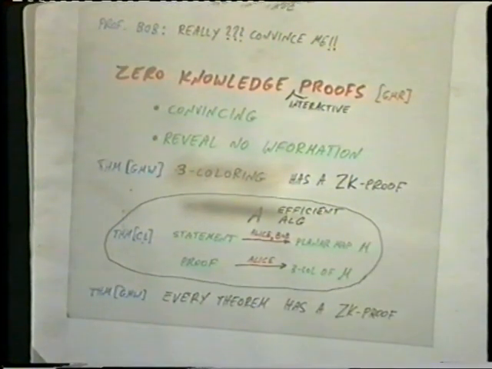But listen, if Alice wants to prove to Bob that she knows the proof for the GRH, all they have to do is move into this world of three-coloring maps. All she has to do is convince him that the map they both generated is three-colorable. And this means that every theorem that has a proof has a zero-knowledge proof.